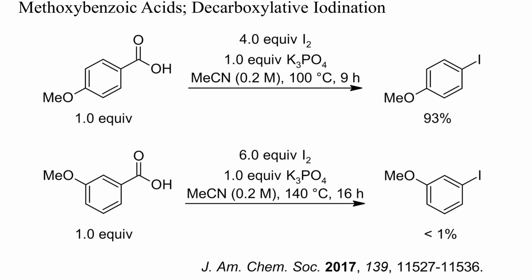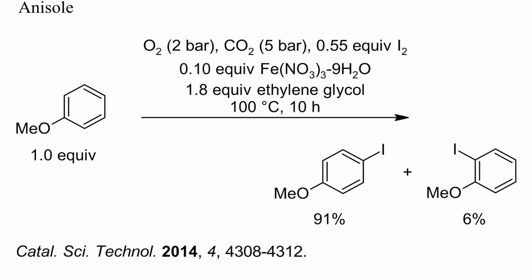Oxygen can, however, be replaced by a base, as in these examples. With potassium phosphate and an excess of iodine, 4-methoxybenzoic acid cleanly decarboxylated already at 100 degrees Celsius. 3-Methoxybenzoic acid remained unchanged, however, under these conditions. Mixtures of oxygen with nitrogen or carbon dioxide are safer than pure oxygen.